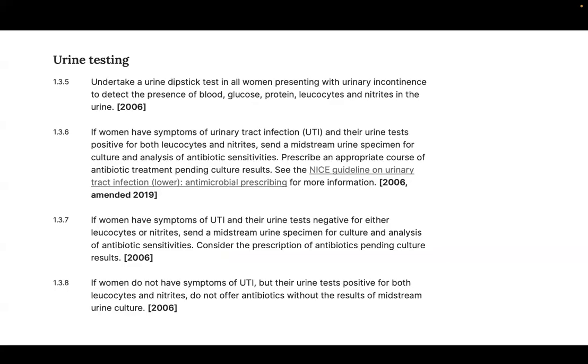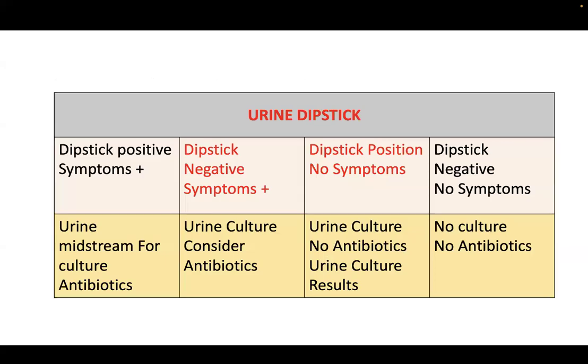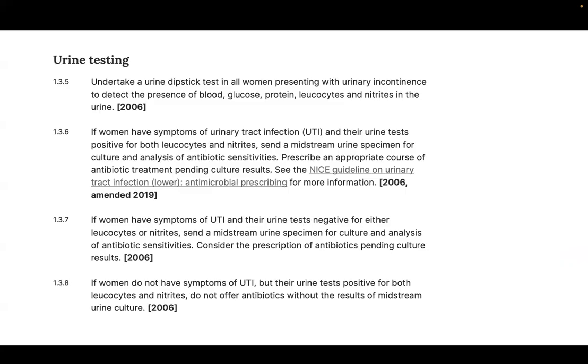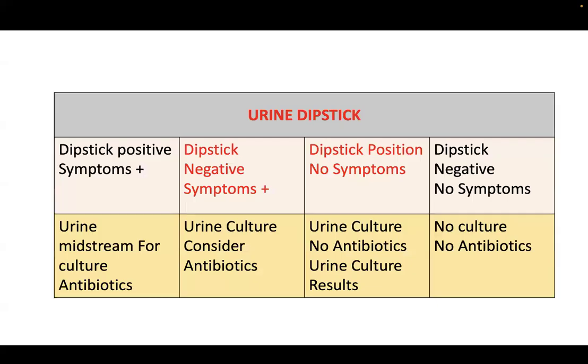Now urine testing. In our country, we do urine routine and microscopy and culture. However, in the UK, they do urine dipstick. So what does the guideline say? In the NICE guideline, they say first they will do a urine dipstick to see the amount of blood, protein, leukocyte and glucose in urine, if the patient has symptoms of urinary tract infection.